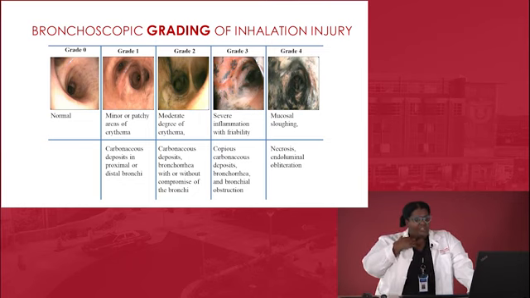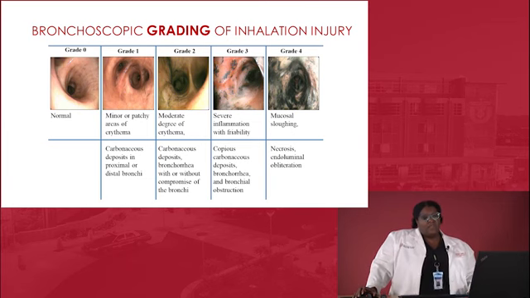On grade 3, you start to see some inflammation and friability, lots of carbonaceous material and deposits, and lots of bronchorrhea. And then this is what it looks like for grade 4. You get lots of mucosal sloughing and necrosis of the endoluminal space. And so it can become pretty severe.